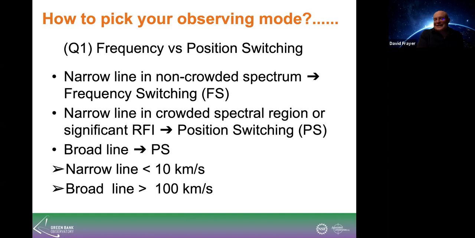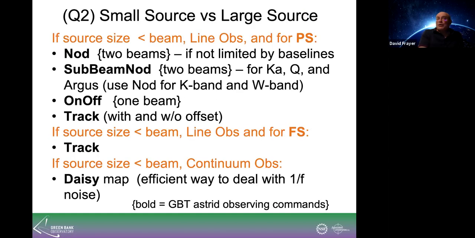A narrow line is of order 10 kilometers per second or less. So you're talking about galactic science. Where broad lines, you're talking extragalactic science, 100 kilometers per second. That's a crude breakup between narrow and broad, and frequency switching and position switching. Okay, what mode do you use?